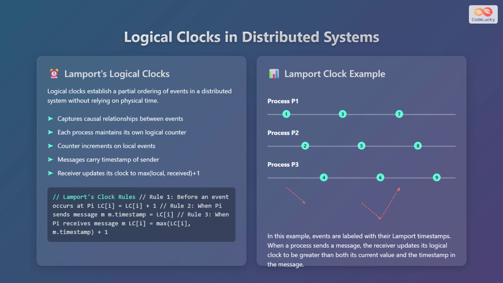In this example, events are labeled with their Lamport timestamps. When a process sends a message, the receiver updates its logical clock to be greater than both its current value and the timestamp in the message.